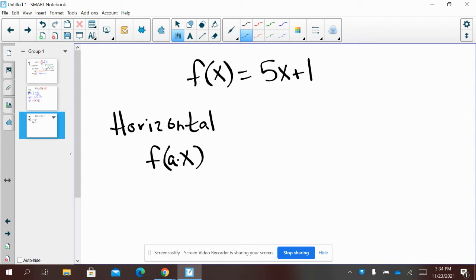So we're affecting the input, the inside of our function. And you'll notice that over here, the only thing that's inputted is an x, right? When we want to evaluate it for some number, we just change the x. So our input is always our x. So now, instead of x, we're going to have some a times x. Let me show you what I mean.